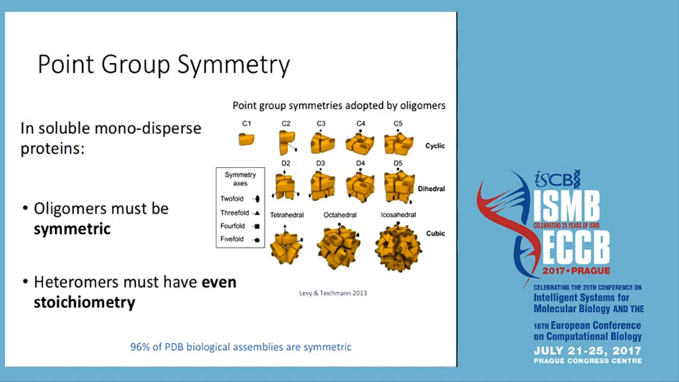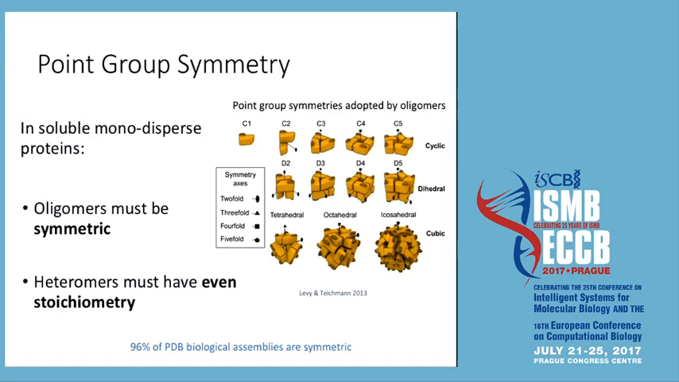So that means, after all, that a very important concept that Monod and colleagues introduced is that oligomers must be symmetric, and by that I mean homomers or heteromers. And this is a beautiful figure from the Levy and Teichmann paper, where they present all the possible point group symmetries: cyclic, dihedral, and the tetrahedral, octahedral, icosahedral. And importantly, this applies, as I said, for heteromers too, and the consequence for heteromers is that they are not only symmetric, but they must have even stoichiometry, which is because of the symmetry.